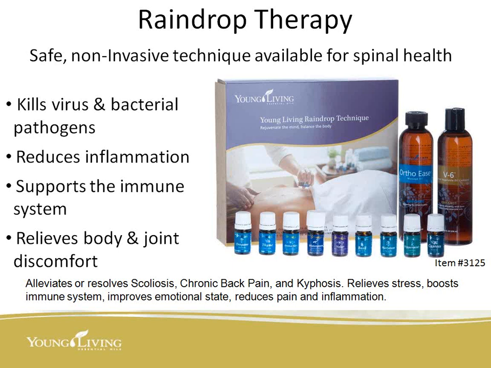raindrop technique kit. You'll see here that it includes the ortho-ease that we talked about earlier, and then the V6 mixing oil, which is a blend of 6 organic vegetable oils with no essential oils in there. You want to use that in case you need to calm down some of the oils, because oregano, which is in the raindrop technique, can be a little hot, maybe irritating to the tissue, and if you need to cut down on the irritation, you would use the V6 mixing oil. We also have thyme in there. The Aroma Seas is part of that raindrop technique kit.